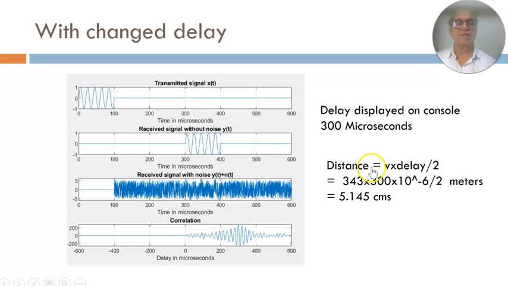So in that case, you can calculate the distance, that is velocity times delay divided by 2. So 343 meters per second is the speed of sound in air. This is multiplied by 300, that is the delay, multiplied by 10 raised to minus 6, because this is in microseconds, divided by 2, that is so many meters, or in terms of centimeters, you can calculate this as 5.145 centimeters. All right. So we have got an overview of what the program is going to do.